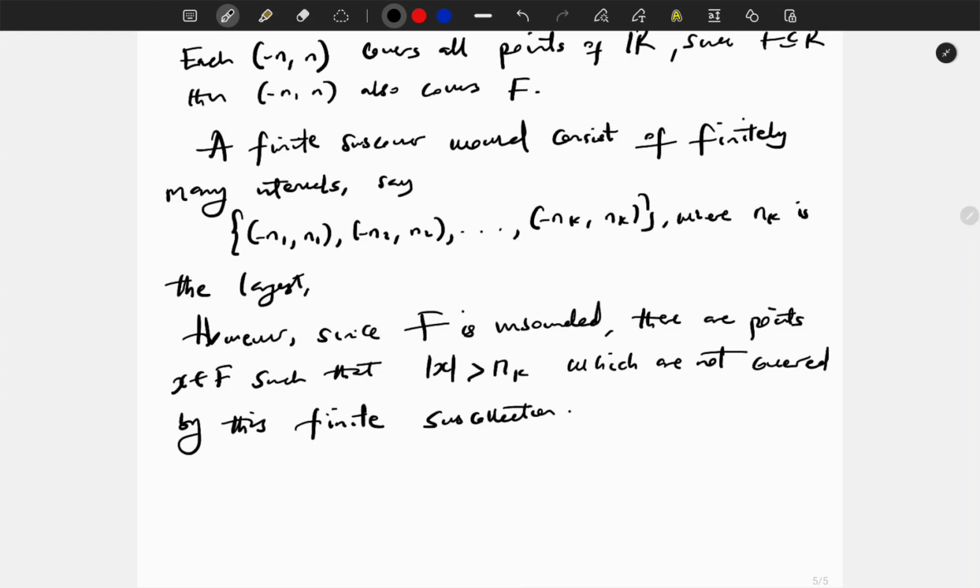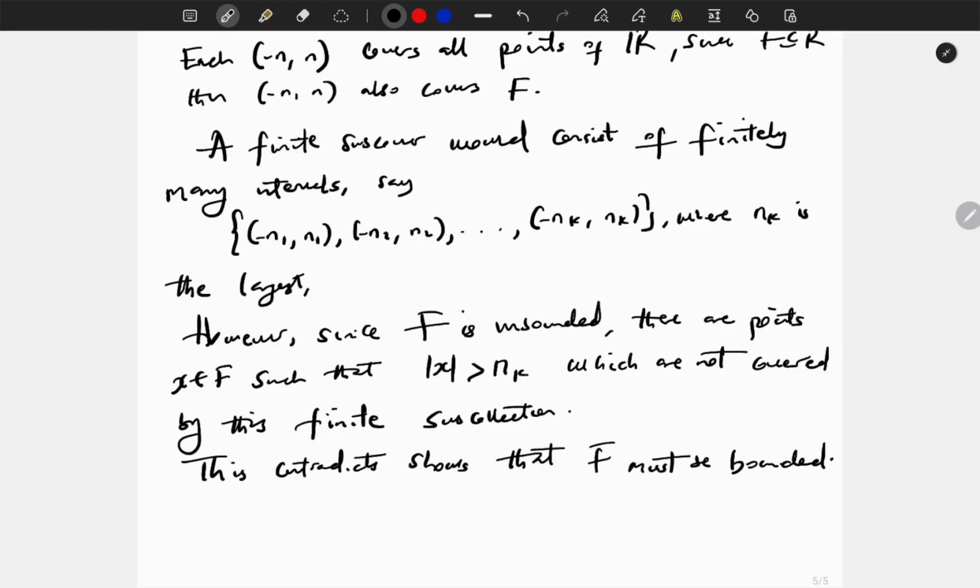So this contradiction shows that f must be bounded, or else the hypothesis will not hold, and that completes question number 4. So next we have question number 5.